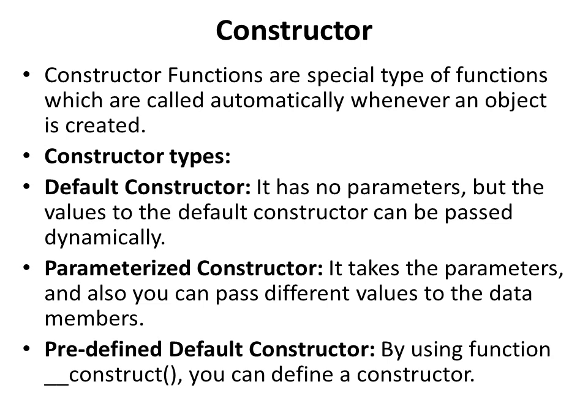So there are three types of constructors in PHP. Default constructor: it is a user defined constructor which doesn't have any parameter but is initialized dynamically. The parameterized constructor: it takes the parameters and also passes the values to data members. Again, it is a user defined constructor. And the last is the predefined default constructor, a system defined constructor. It is called using the construct function.